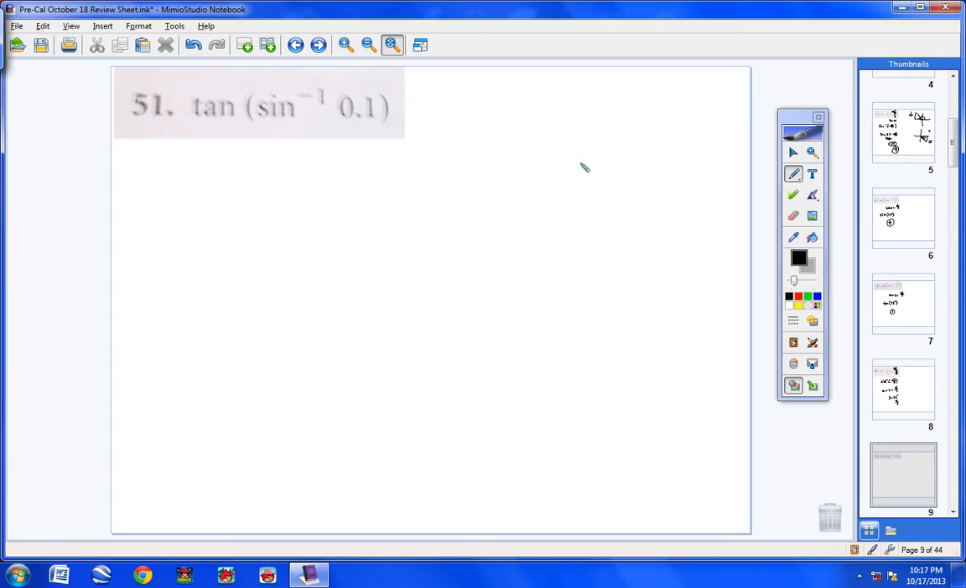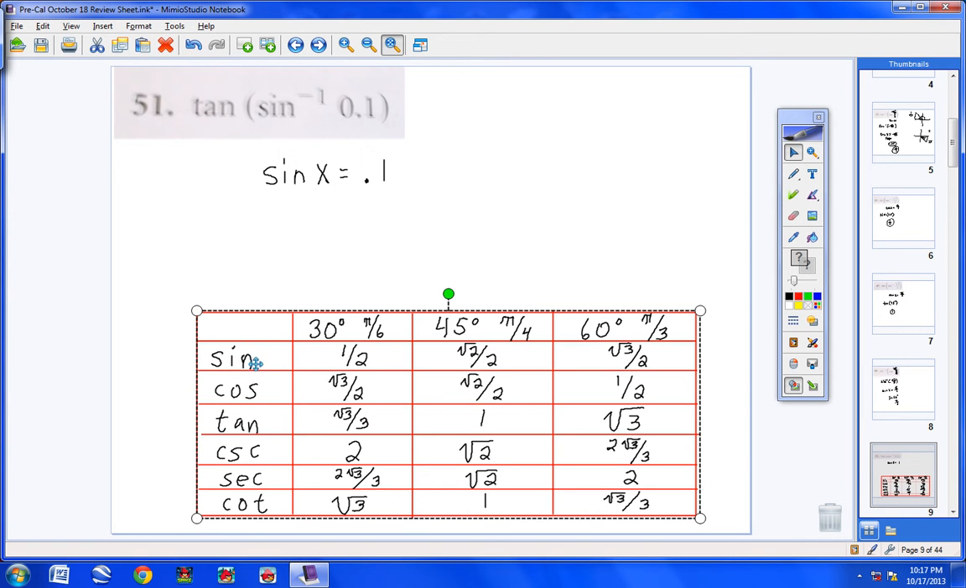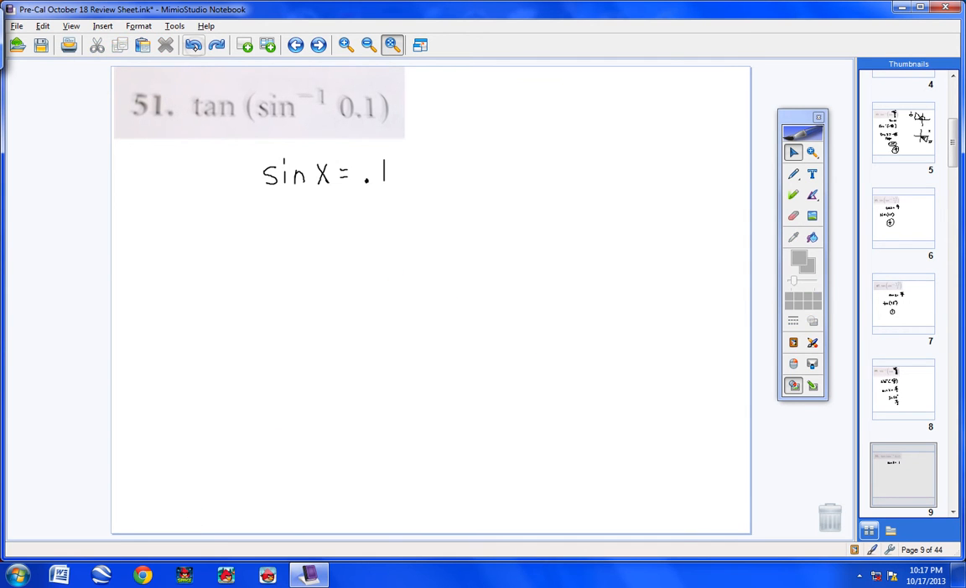All right, number 51. Well, let's start on the inside. We're going to write sine of some angle x equals 0.1. Now, they are wanting us to use exact answers here, okay? So don't just type that into your calculator. First of all, notice on your table, look at your sine values. None of them are 0.1. It's 1/2, square root of 2 over 2 and square root of 3 over 2. So none of those are going to help us. Isn't 0.1 1/10? So I'm going to go ahead and put 1/10, okay?